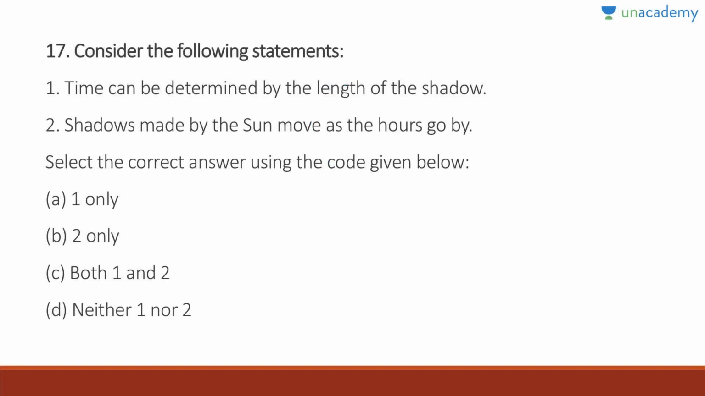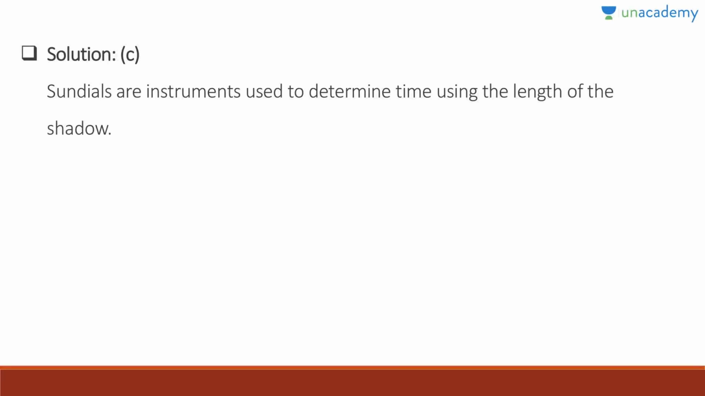Question number 17. Consider the following statements. Time can be determined by length of the shadow. Yes, you can determine. Shadows made by the sun move as the hours go by. This is also correct. So there are sundial instruments, Jantar Mantar, you might have heard about it. So answer here is C. Both of these are correct. Sundials are instruments used to determine time using the length of the shadow.